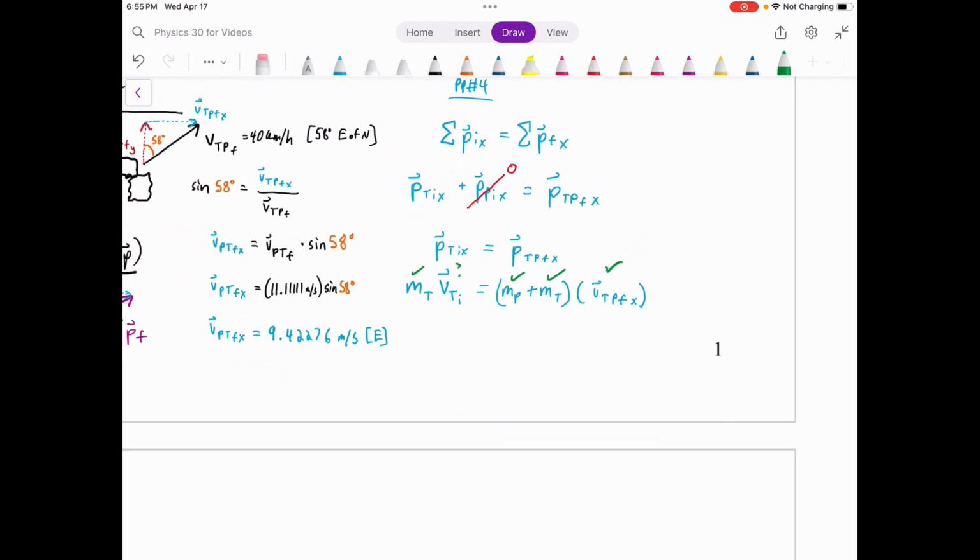Okay, so we're just about ready. We want to solve for the velocity of the truck initial because we want to know if the truck was speeding. Right now it's being multiplied by the mass of the truck. So divide both sides by the mass of the truck.